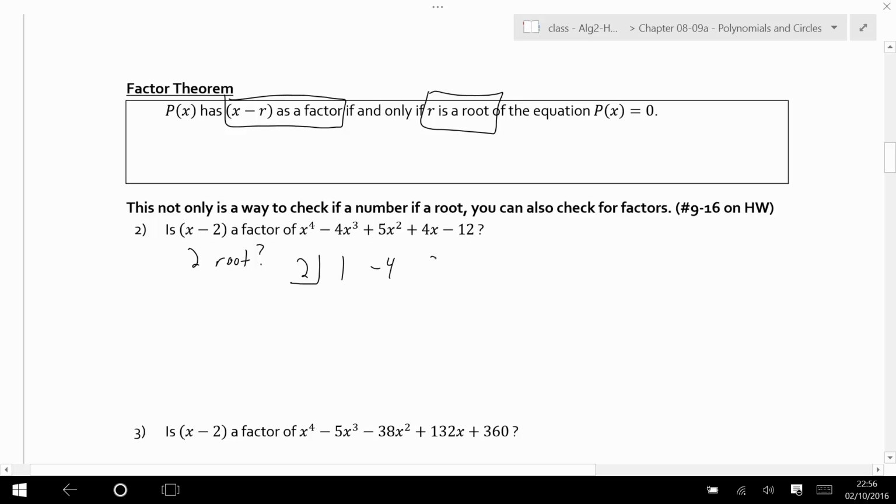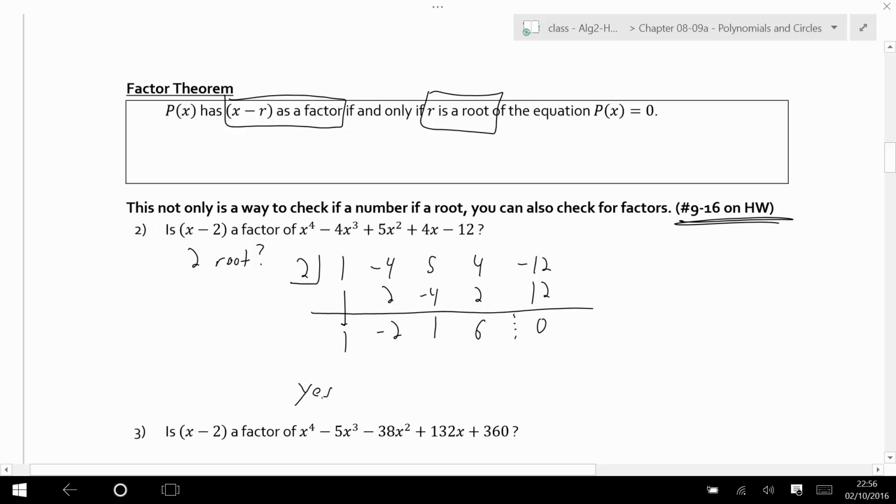1, negative 4, 5, 4, negative 12. By the way, please note that this is just like these problems on homework. I am trying to help you here. Okay, 2 times 1, negative 2, negative 4, 1, 2, 6, positive 12, and 0. And I can answer confidently, yes. We have shown it with the remainder 0 that yes, x minus 2 is a factor.